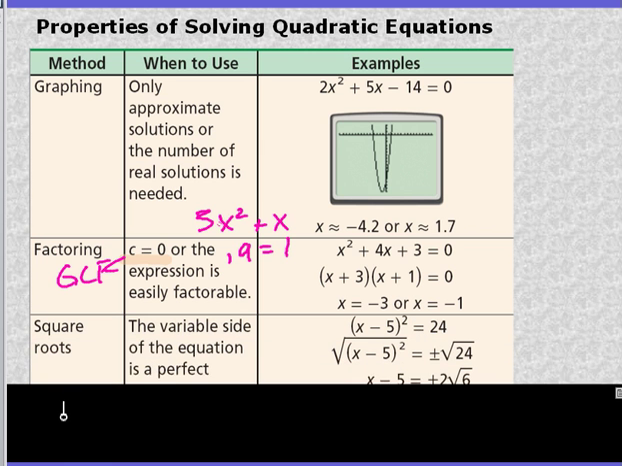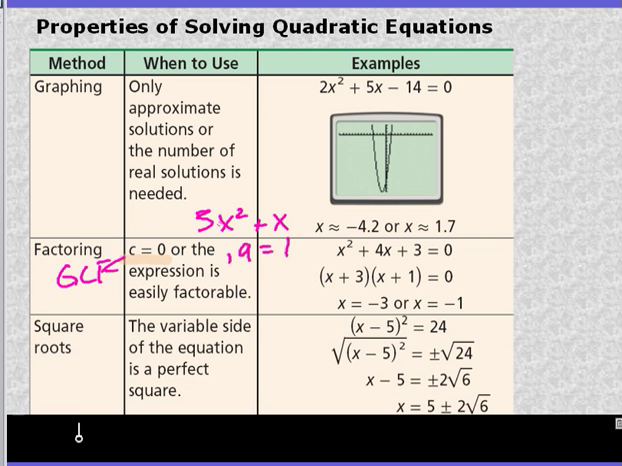Square roots. So the variable side of the equation is a perfect square. So whether you have x squared equals 24 or x minus 5 squared. So if you can factor something into a binomial, a squared binomial, then that might be a case where square rooting would be a good choice.